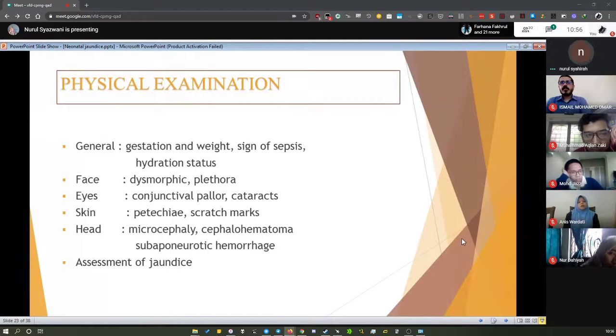Okay, next we move to the physical examination. So for the general, we must look for the gestational weight, if there's any sign of sepsis, and also the hydration status of the baby. And then we look at the face, if there's dysmorphism, and for the eyes, we look if there's any conjunctival pallor or cataract. If the patient has a beaked nose and large ears and micrognathia, what would you think?